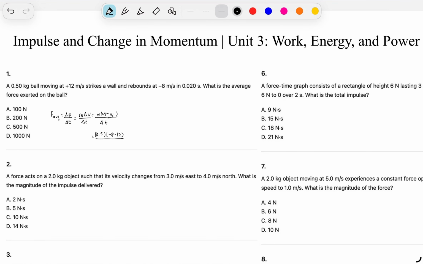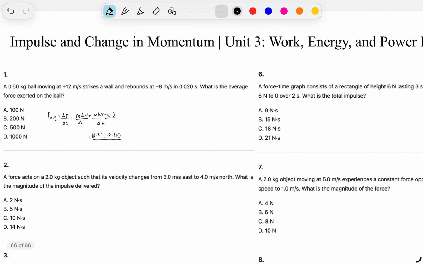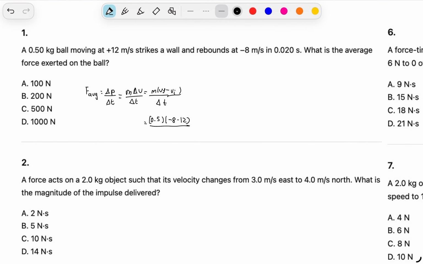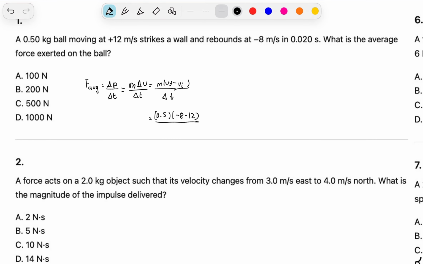In this video, we're going to be doing an impulse and change in momentum, Unit 3, work, energy and power MCQ. So a 0.5 kilogram ball moving at 12 meters per second strikes a wall and rebounds at -8 meters per second in a time interval of 0.020 seconds. What is the average force that is exerted on the ball?